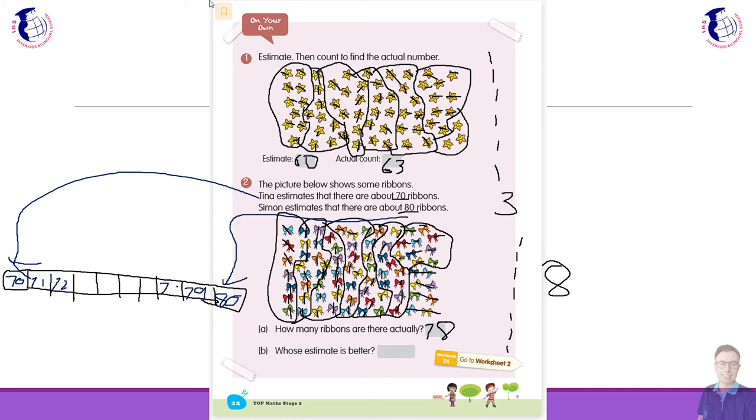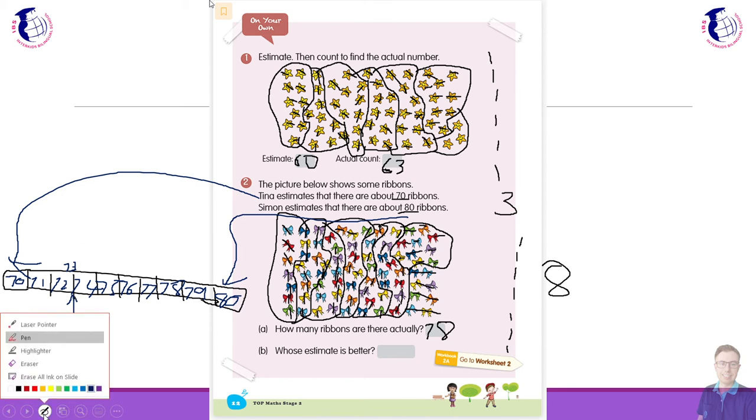79, 78, 77, 76, 75, and 74. Have I missed a number here? I need a 73. I'm squashing a 73 in here. I didn't do enough boxes, but don't worry about that. But the actual answer is, if I get my highlighter here, it is 78.